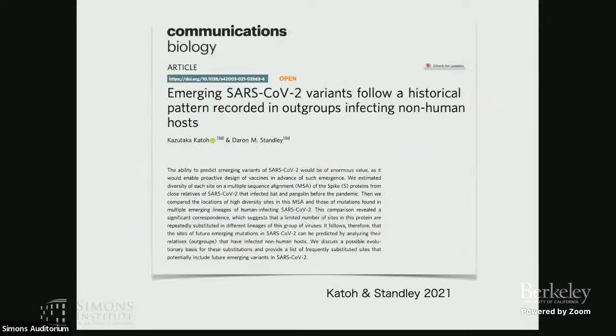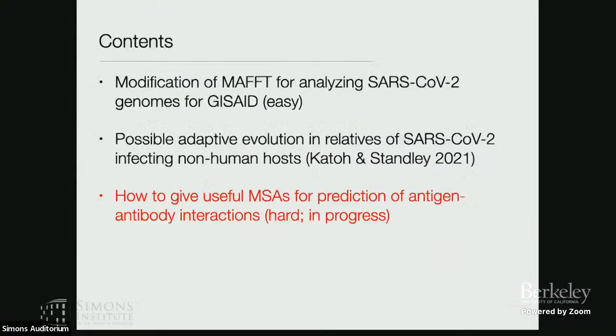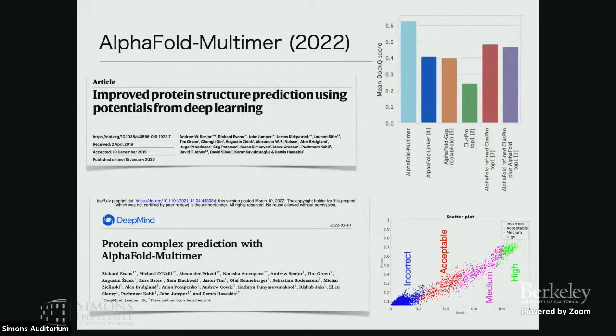MSA for predicting antigen-antibody interactions. We are happy to see that MAFFT was used for analysis of coronavirus, as in the first topic in this talk, but I'm looking for other important problems for which MAFFT is not used yet. One of such problems is structure prediction of proteins. Recently, AlphaFold program by DeepMind achieved a great improvement in protein structure prediction.